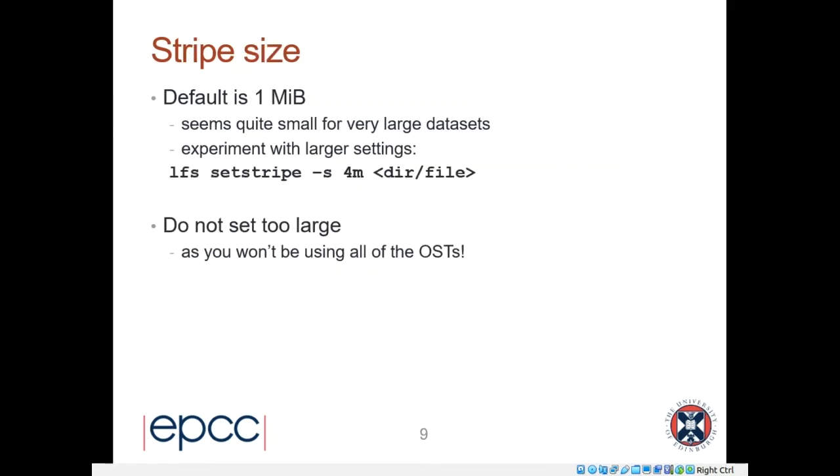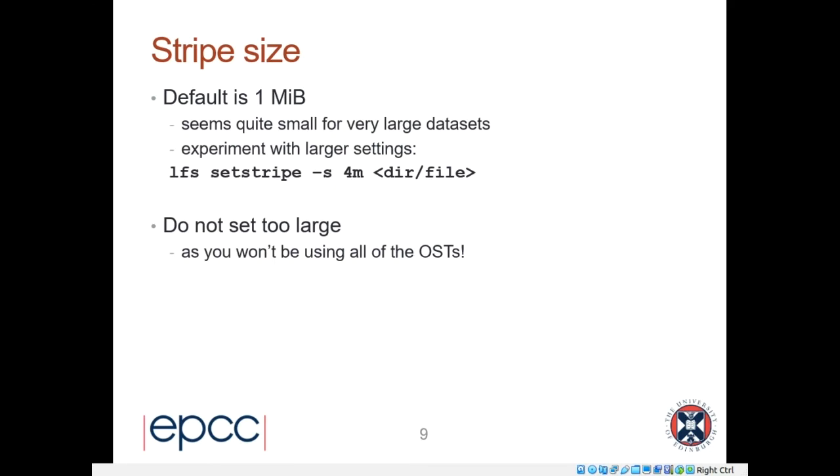Stripe size, default is 1 megabyte. That seems quite small for very large data sets. If you have gigabyte data sets, that's 1,000 stripes. I mean, as I said, parallel file systems are optimized for writing large amounts of data. And so if you have a stripe size of a megabyte, I guess you're writing a megabyte at a time. It's not a huge amount.